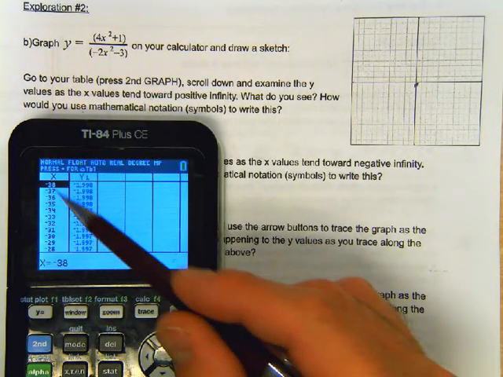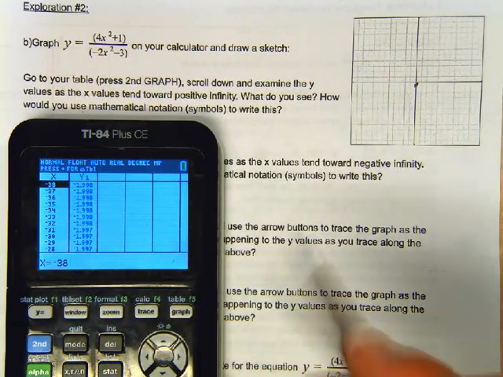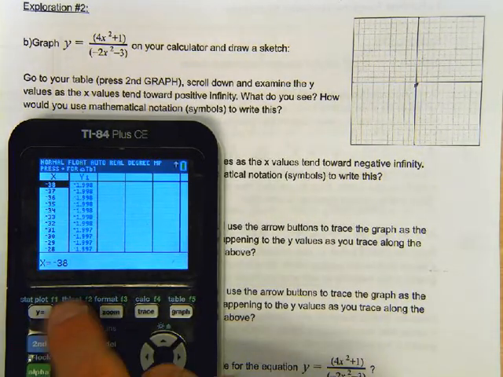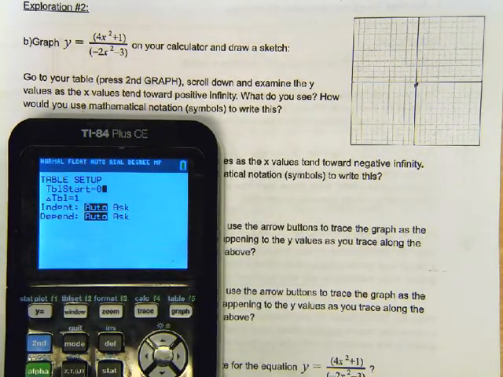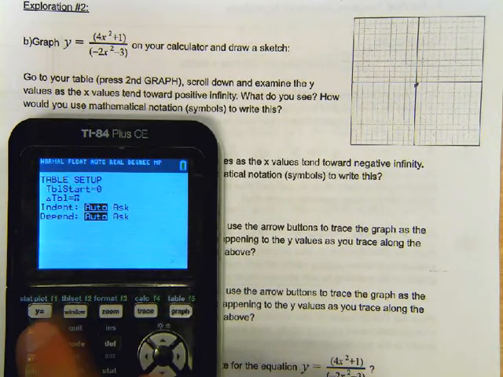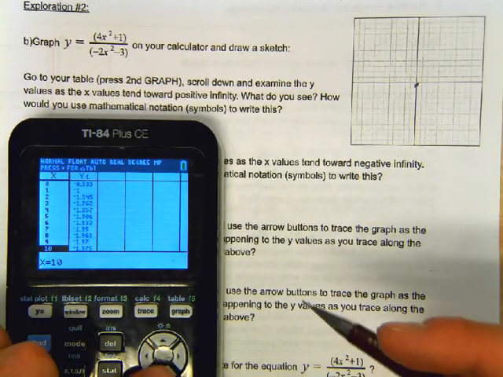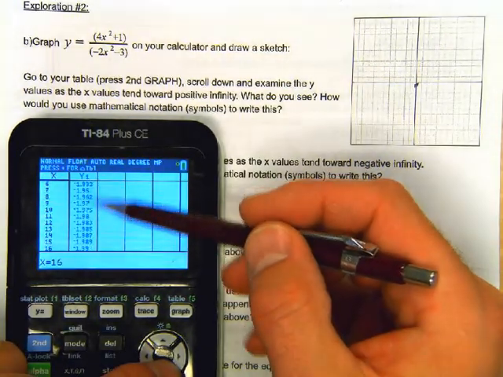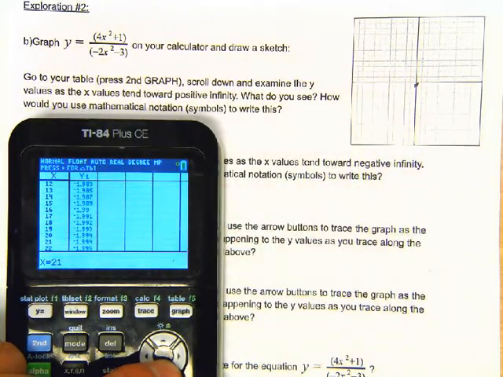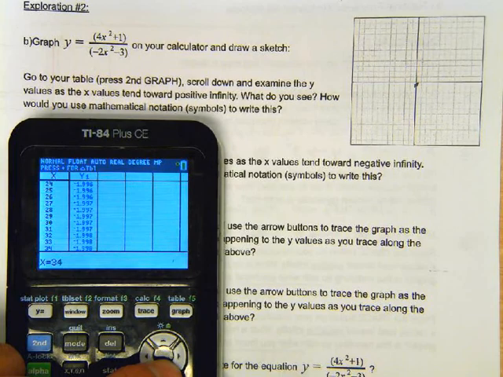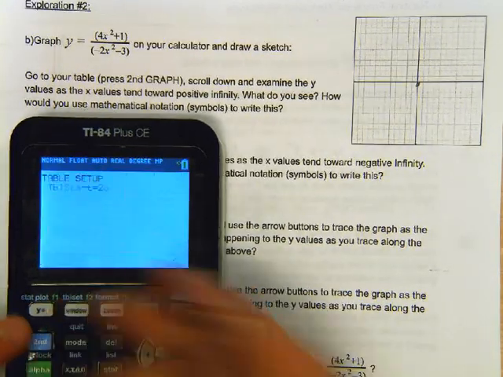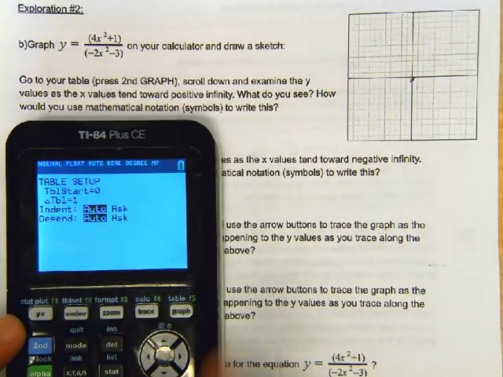Did I show you the table set? I'm going to do second window, table set, and I'm going to start my table at 0. Then I'm going to go to the table, and I'm going to scroll down. And as x gets bigger, what number does y get closer to? Looks like it gets closer to 2.